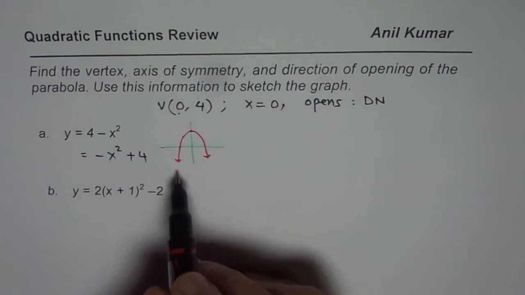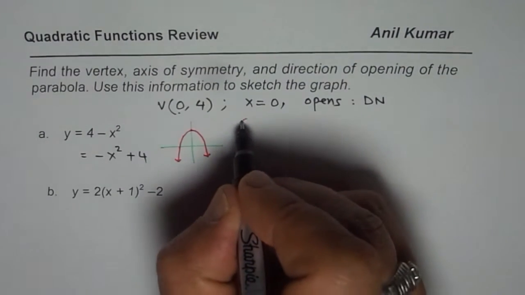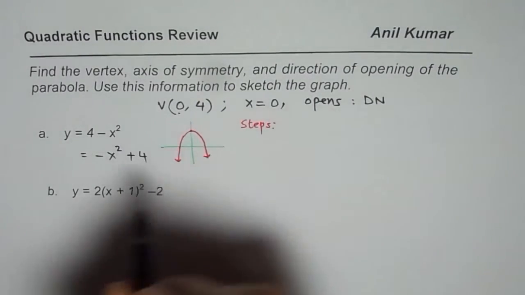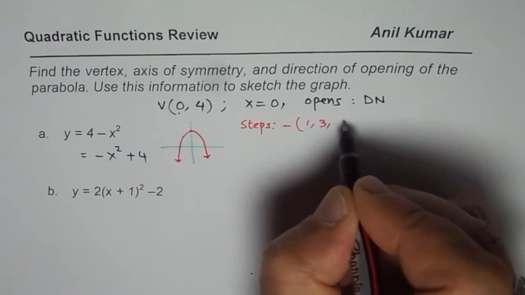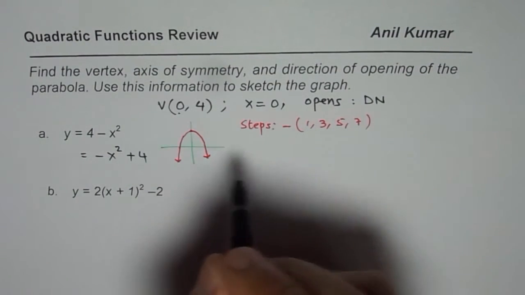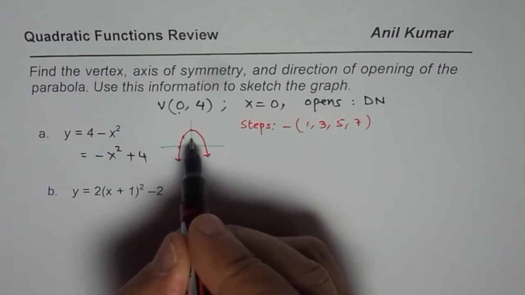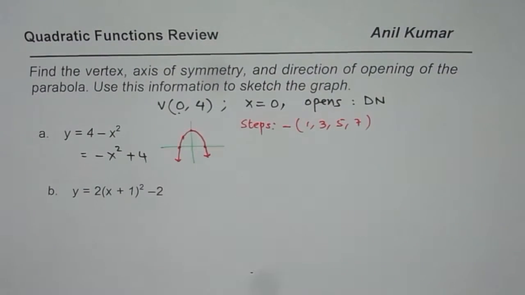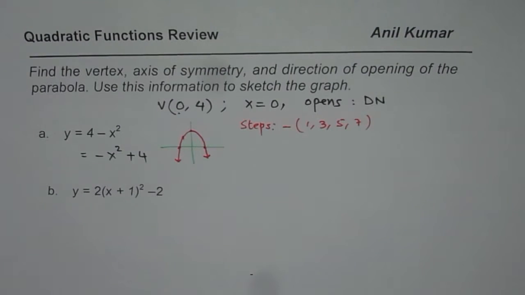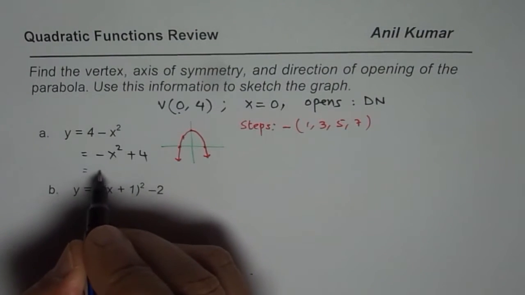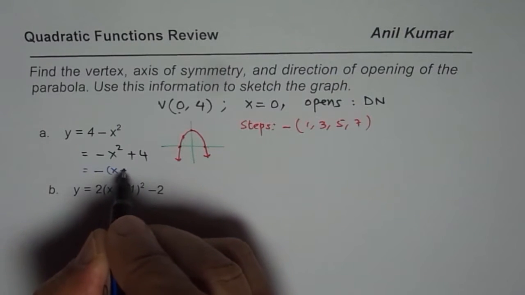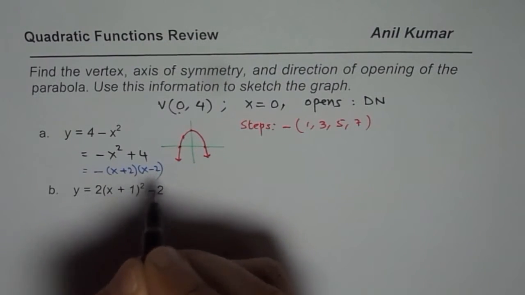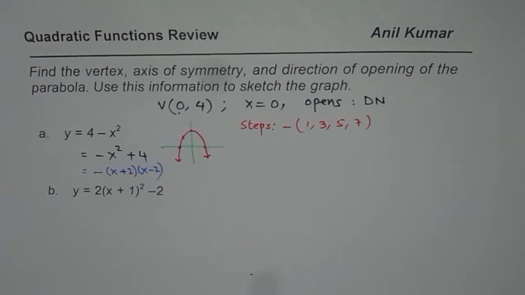So that is how we are going to get our graph. In sketching the graph, we also use steps. So let me write down steps here. For this function, the leading coefficient is minus 1. So it will be minus of 1, 3, 5, 7 and so on, right? Therefore, counting those steps 1 and 3 down from 4 gave me the x-intercepts at plus minus 2. So if you write this, we get x-intercepts at plus minus 2, the graph opens downwards, and (x plus 2) times (x minus 2) will be the factored form of the same equation.